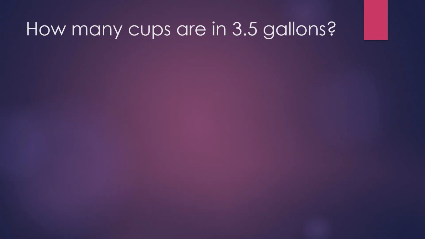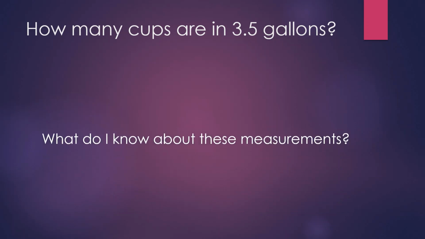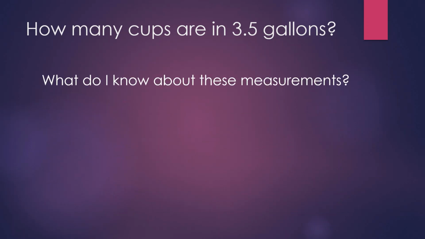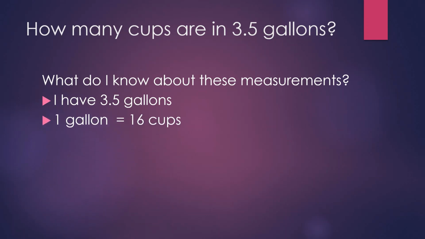I bet you can already see why this one's a little trickier. We have a decimal in this question, but don't worry, it is the exact same process. So let's figure out how many cups are in 3 5/10 gallons. First, what do we know about our measurements? We know that we have 3 5/10 gallons, and we also know that 1 gallon equals 16 cups.